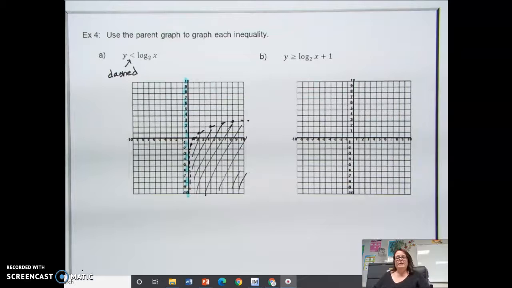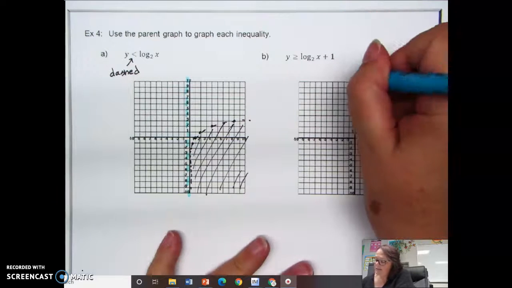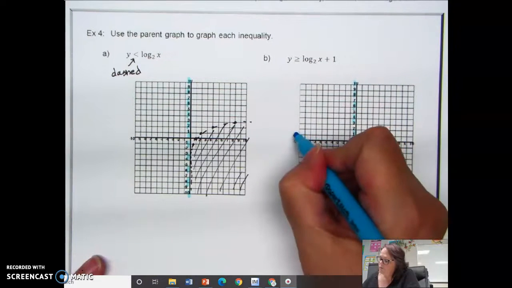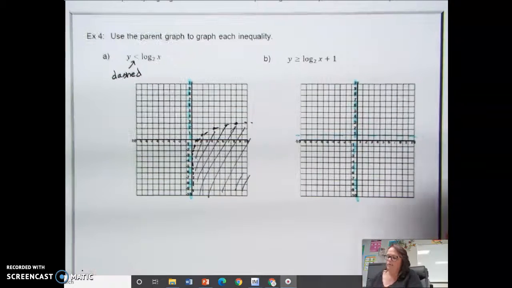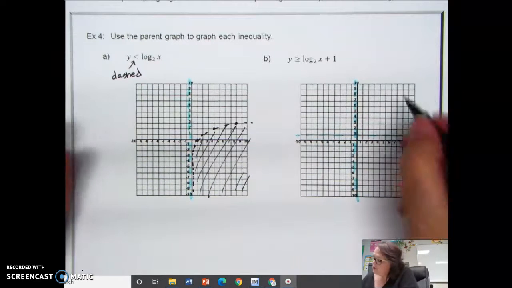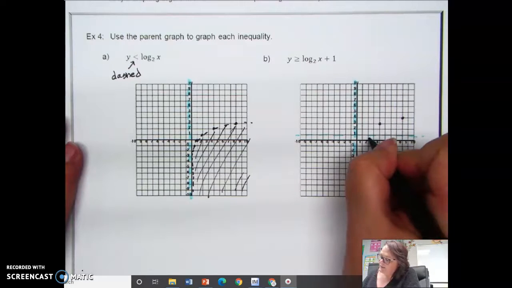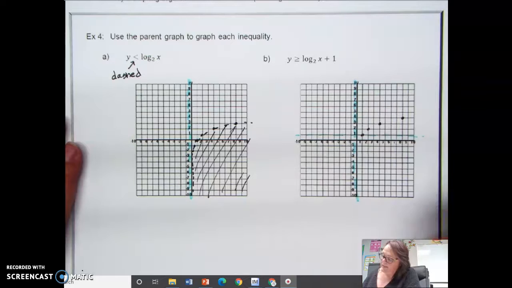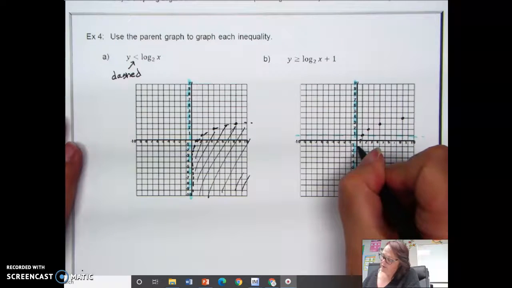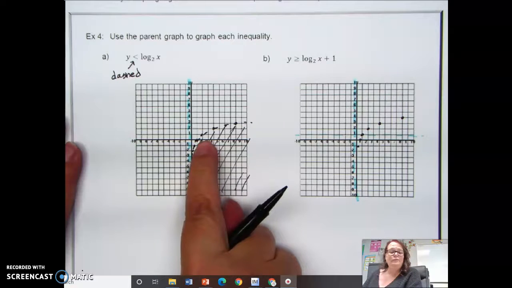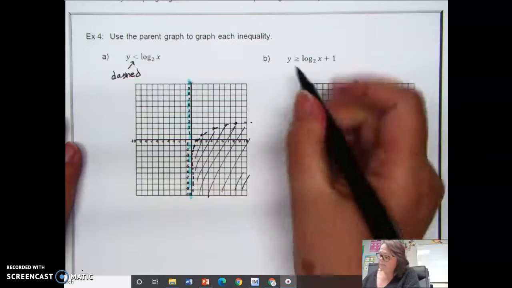All right, so then if we take a look at B, it's saying use that parent graph again, but go up 1 unit. So that means since that's vertical, I'm still going to have my asymptote here at y is equal to 0, but I have a new kind of like an x-axis that moved up 1 point, right? So at 8, we'd be 3 above. At 4, we'd be 2 above that new x-axis. At 2, we're 1 above. At 1, we're exactly at. Then 1/2 is 1 below, and 1/4 is 2 below, etc. Or again, you could have graphed your parent graph and moved everything up 1.